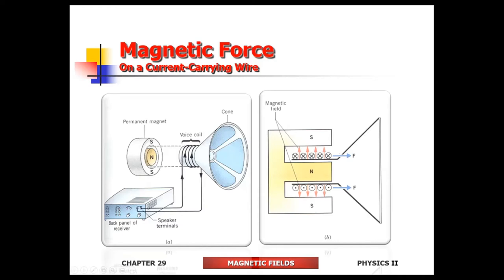So the bottom of the coil experiences the force to the right, and the top of the coil is going to experience the force to the right. So what happens is the cone is going to get pulled in this direction. So what would happen if I were to reverse the direction of the current? If I were to reverse the direction of the current, this time the cone is going to experience the force in the opposite direction. Guys, if I want to duplicate my sound, my voice itself.